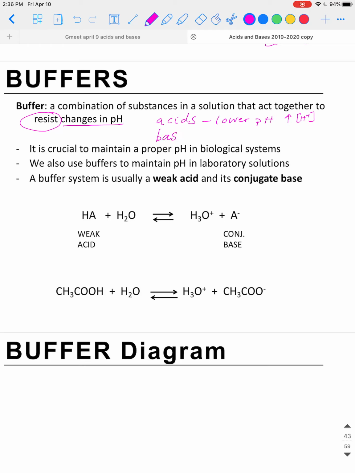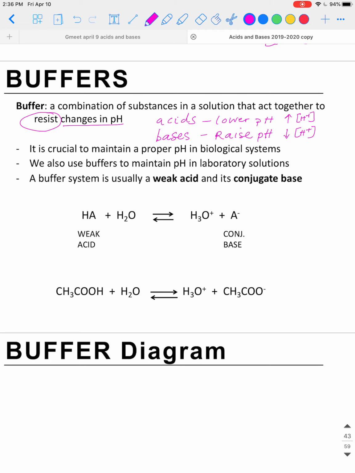What else can change pH? Bases. How can a base change pH? A base can raise pH by decreasing the concentration of H+ in solution. Bases accept H+. They scoop them up out of solution and react with them to neutralize them, and that's how we can raise pH, by removing H+. Bases remove H+ from solution.